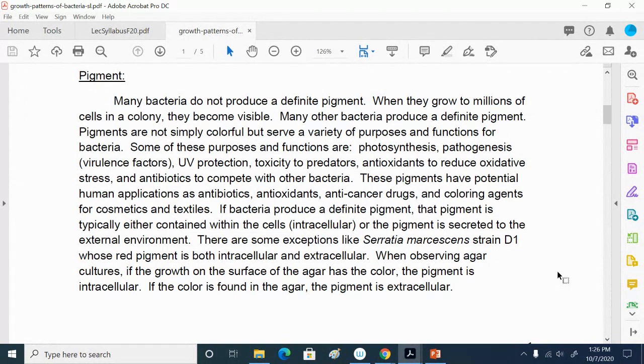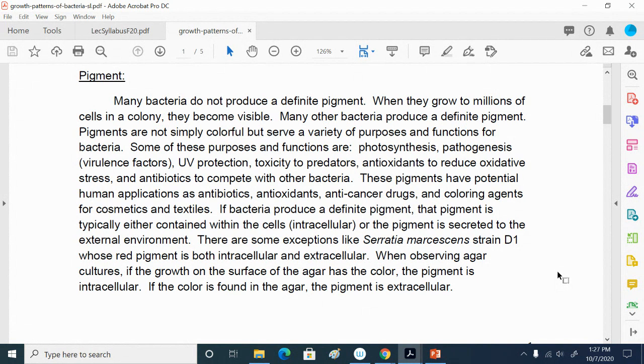Now, these pigments also have some potential human uses. We know that some of these pigments kill other bacteria, so there's the potential of using these pigments as antibiotics. We can use them as antioxidants, to neutralize free radicals inside of us. Some of these pigments have shown some anti-cancer properties. And since the pigments are colorful, we can use them as coloring agents, to color textiles and cosmetics. So there are potential uses for these pigments, and they serve a purpose in bacteria.